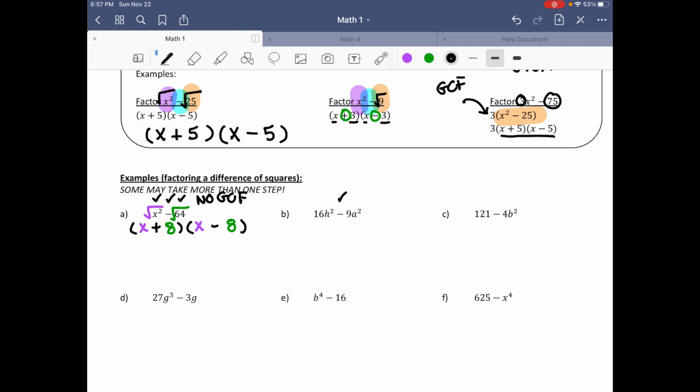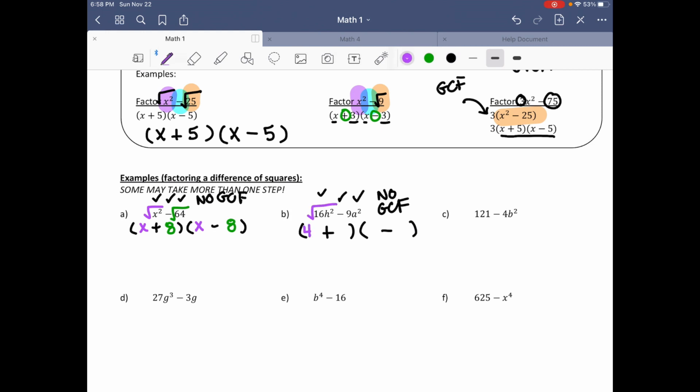So I have a difference. I have 16, which is a perfect square, and h squared is a perfect square. 9 is a perfect square, and a squared is a perfect square. So because these are all perfect squares, the next thing I'm going to look at is their GCF. Well, I have h squared and a squared, so the exponents don't have perfect squares. And then I have 16 and 9. Those don't have a GCF either. So I can go ahead and set up my two parentheses, one plus, one minus.